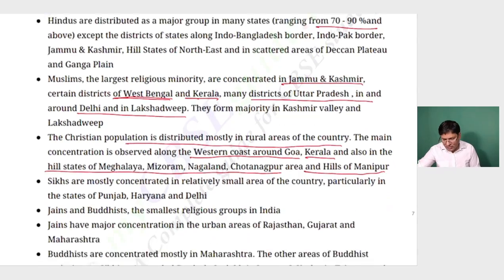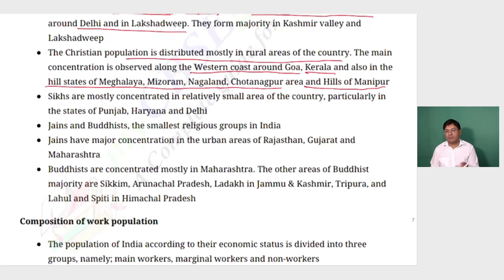And now another important religious group is the Sikhs, and they are concentrated in relatively small areas of the country, particularly in the states of Punjab, Haryana and Delhi. जो Sikhs हैं वो कहाँ पे ज्यादा पाए जाते हैं? पंजाब, हरियाणा एंड दिल्ली. लेकिन they are in small groups or small areas compared to the other religions.